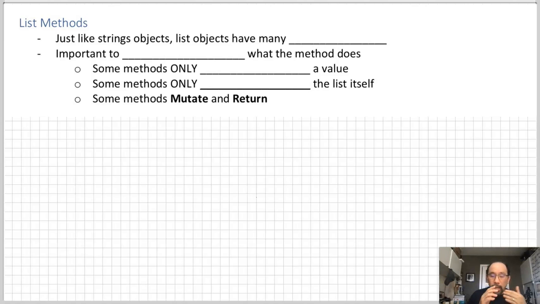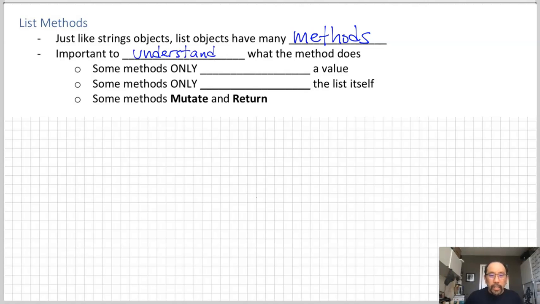Remember, a list is an object, and objects can do things, just like the turtle object can do things, right? The turtle can move forward, the turtle can go left, the turtle can change its shape. Methods can do things as well, and we need to learn about what the methods do and what they return, okay?